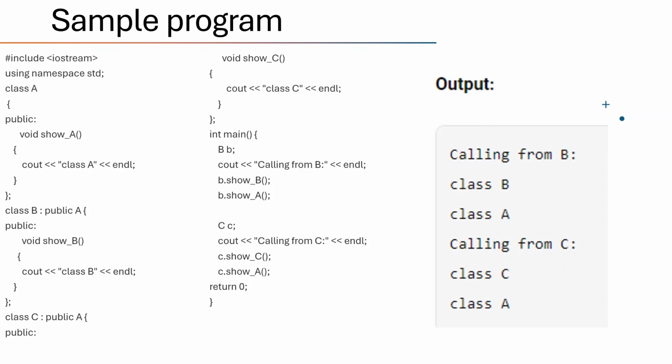What are the functions we have? Show A and show B. So all the functions are called here. If we call from B, we are printing class B, and class C. If we are calling from C, we are calling the same as it is. The only difference is that we are creating the objects depending upon the class names. This is hierarchical inheritance.